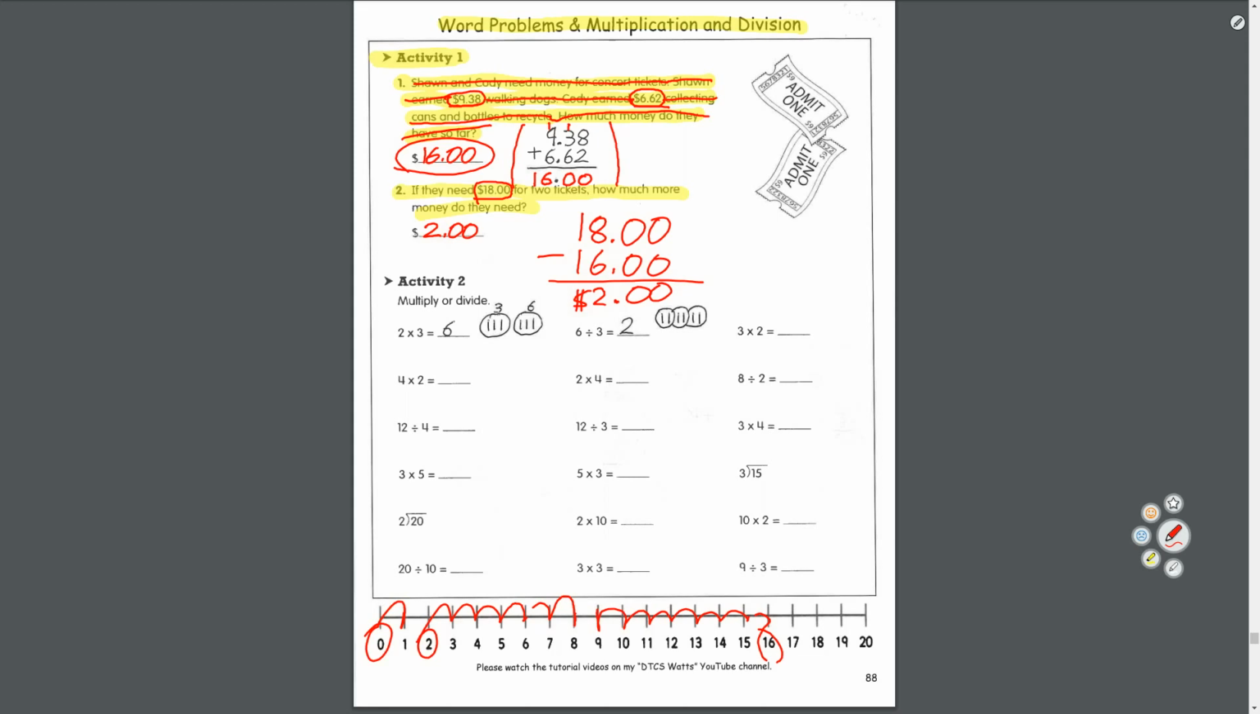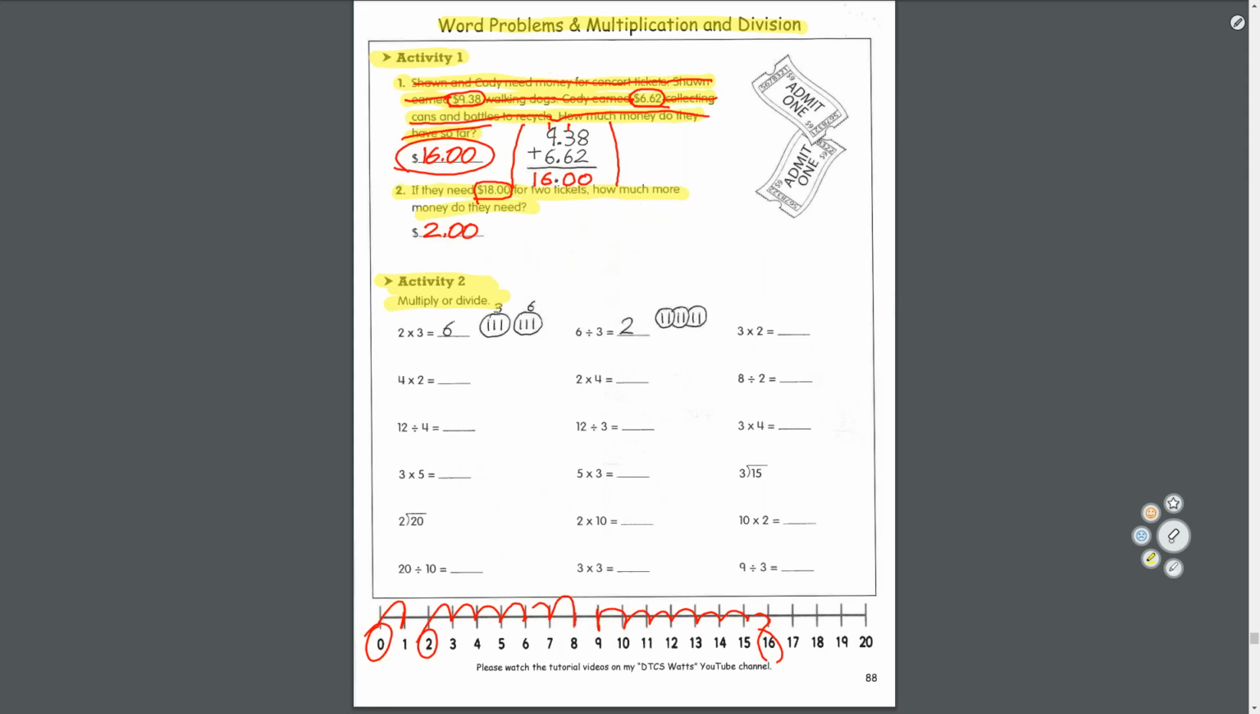Okay. Now let's go on to activity 2, multiply or divide. Now this might be tricky. Don't feel bad. Let's work through this together. So I did the first 2 for you.